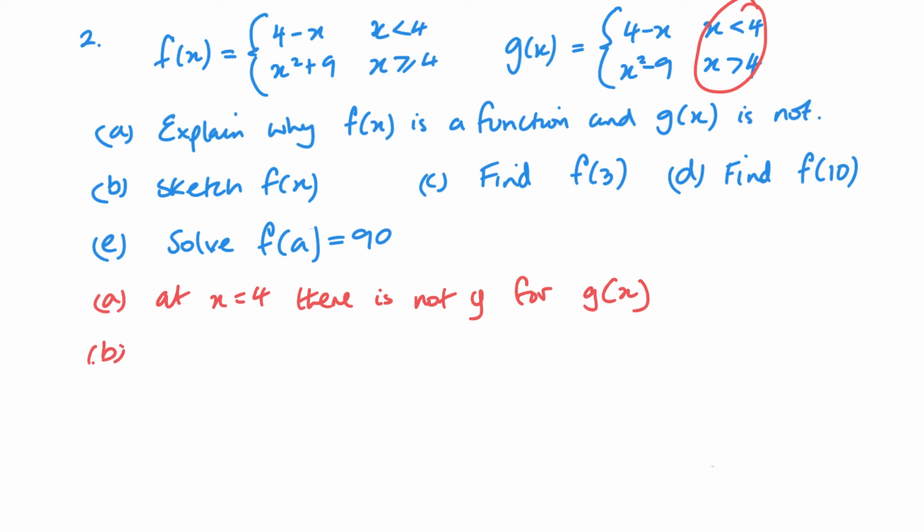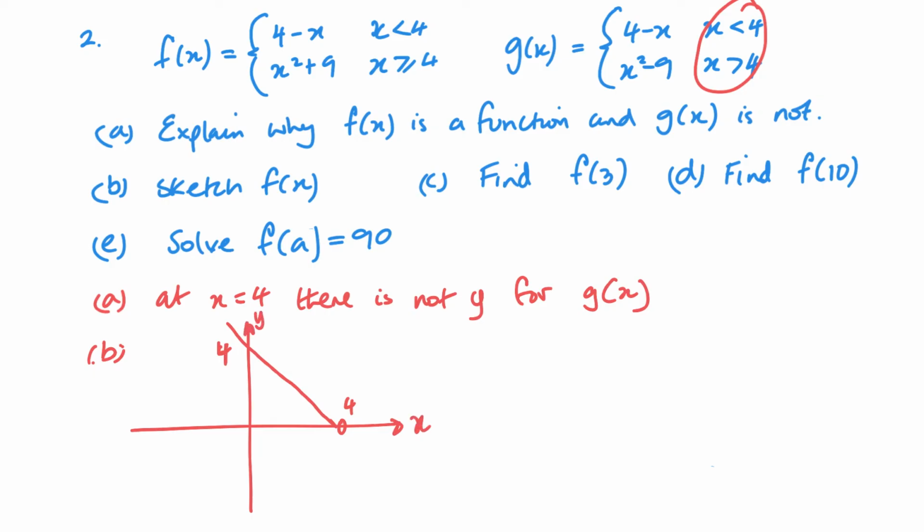Question part B, sketch the function f of x. So quite a quick one. Again, we're looking at our values. Our critical values will be at 4. So when x is 4, what's happening? When x is 4, we are hitting that point, which I'm going to do here. So say this is 4. So 4 minus x is going to be a negative graph. It's going to look something like this, obviously hitting here on the y-axis at 4 as well.